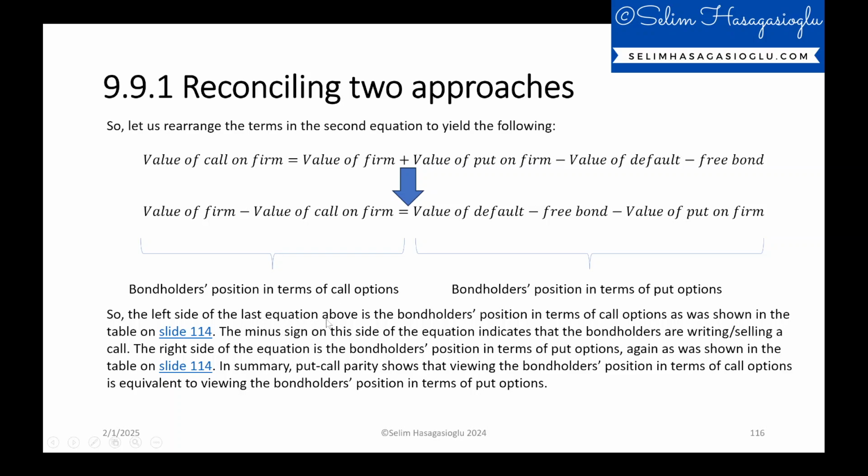So the left side of the last equation above is the bondholder's position in terms of call options, as was shown in the table on slide 114, and the minus sign on this side of the equation indicates that the bondholders are writing or selling a call. The right side of the equation is the bondholder's position in terms of put options, again as was shown in the table on slide 114. In summary, put-call parity shows that viewing the bondholder's position in terms of call options is equivalent to viewing the bondholder's position in terms of put options.